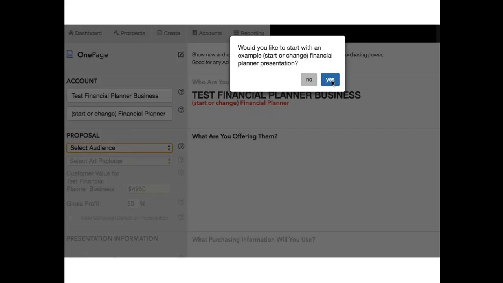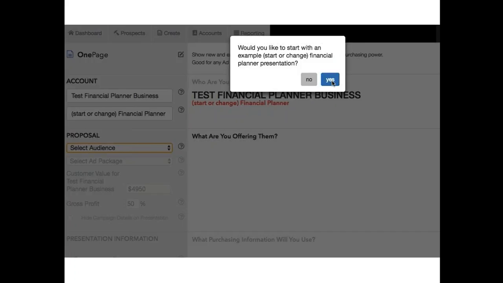And the reason for that is we've nailed a great presentation for you with all of the information that is going to grab the attention and get the interest and get the commitment of that financial planner. Let's show you a second here how it works.